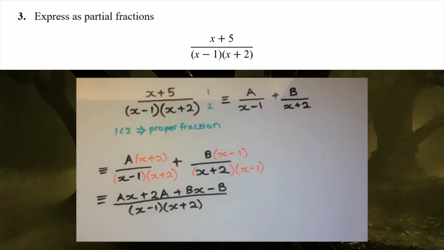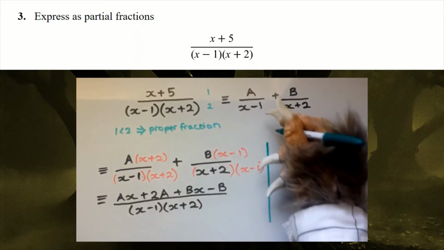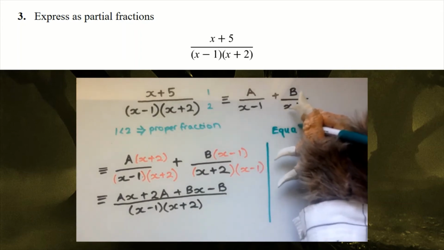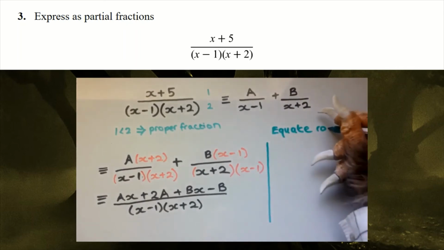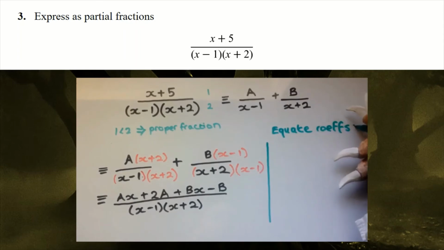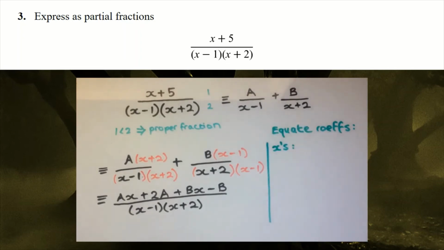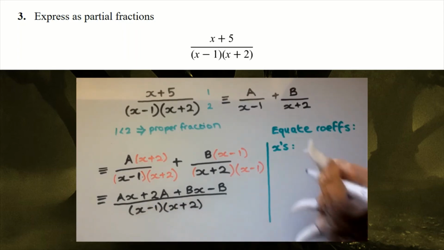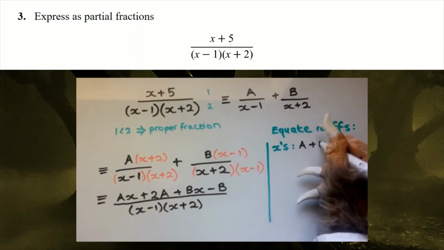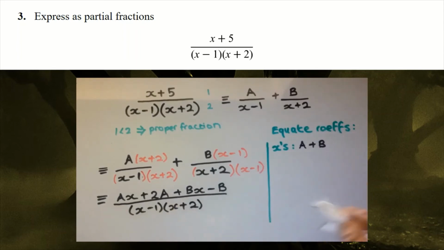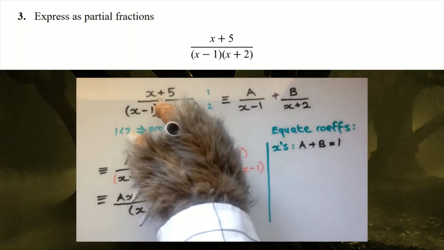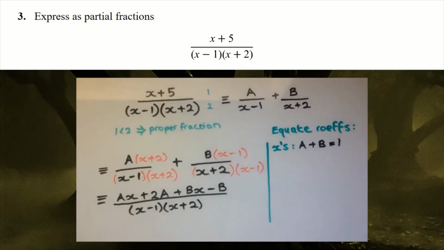Alright, so let's equate coefficients. Now I'll just do this over here so we've got a bit more room. So equate coefficients. Alright, so let's have a look at the x's first of all. Now that's going to give me a plus b lots of x for what we've got here, and that must equal 1. Okay, so I've got a plus b, which comes from this because I've got ax plus bx. That must equal 1 because I have just one x up here. Okay, so that's the first equation set up.